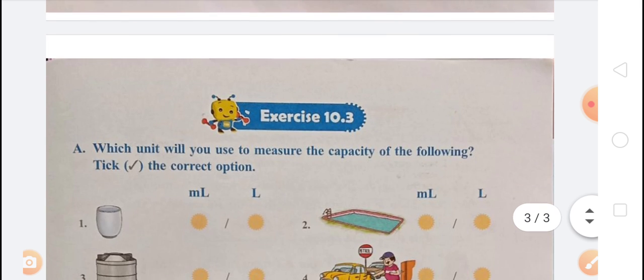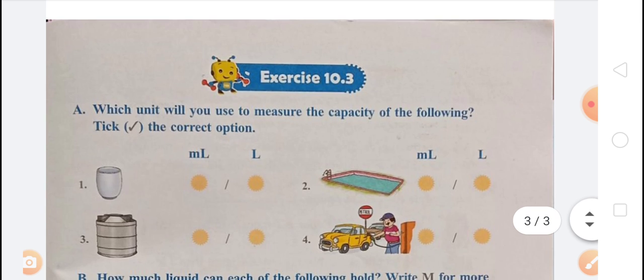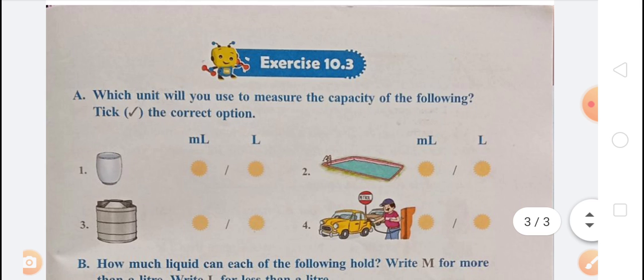Now come to exercise 10.3. The exercise 10.3 is: which unit will you use to measure the capacity of the following? Take the correct option. A glass can hold water in ml, milliliter, so we have to take ml. The next is a swimming pool. The swimming pool can hold water in liter, so we have to take liter.